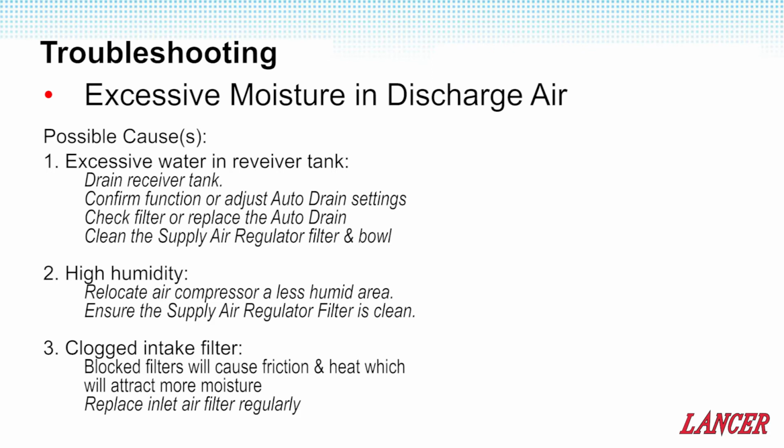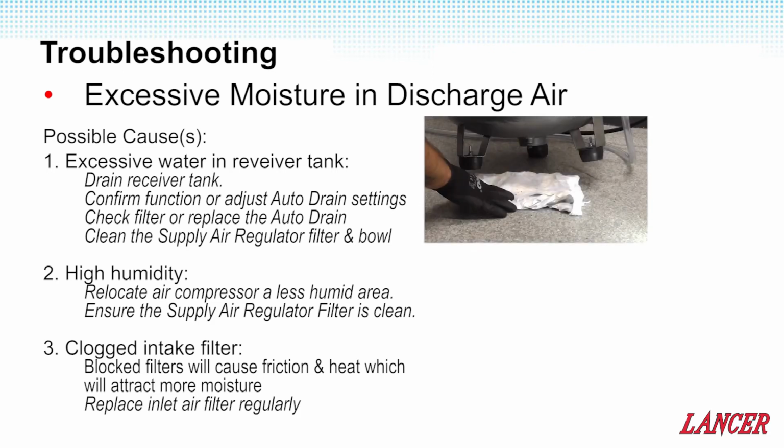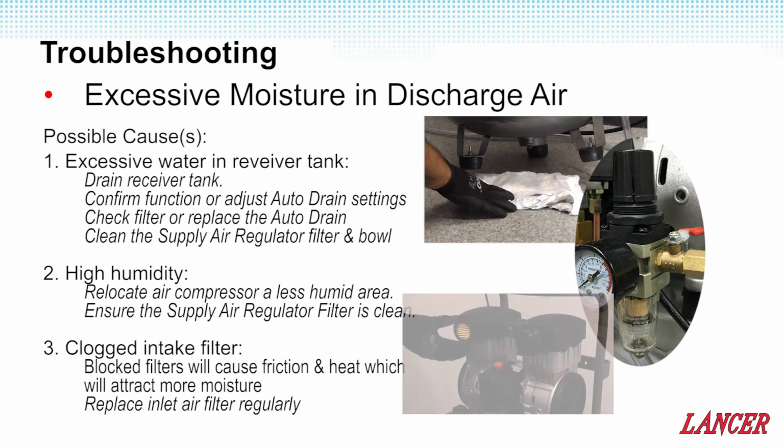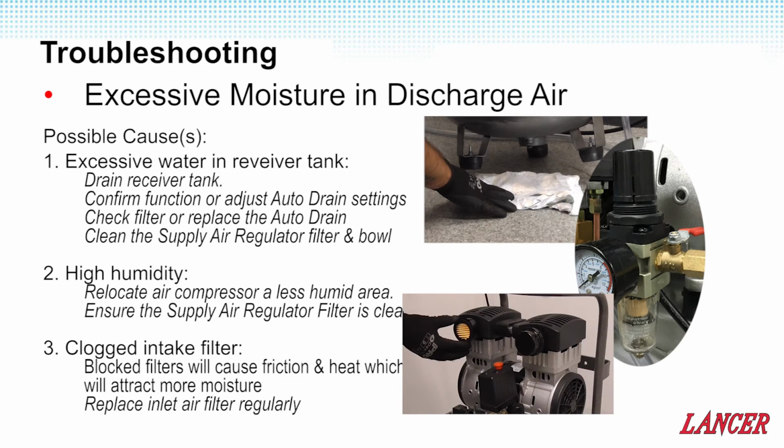The next troubleshooting section will focus on excessive moisture in regulated air supply. The first most common reason is lack of maintenance. So this will focus on draining the receiver, confirming the auto drain settings and functionality, and then learning how to carry out replacement of the auto drain. You may also though need to consider moving the compressor to areas of less humidity, and also ensure the intake air filters are regularly serviced.